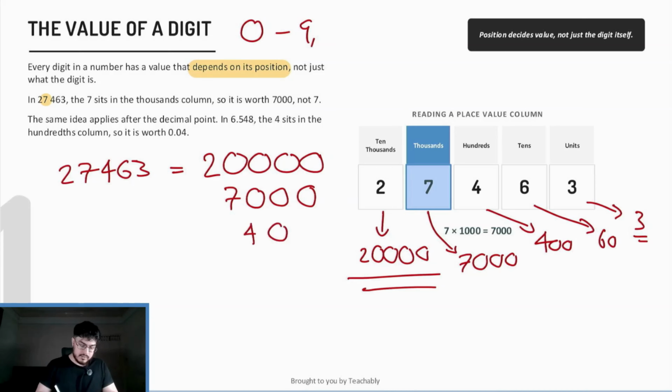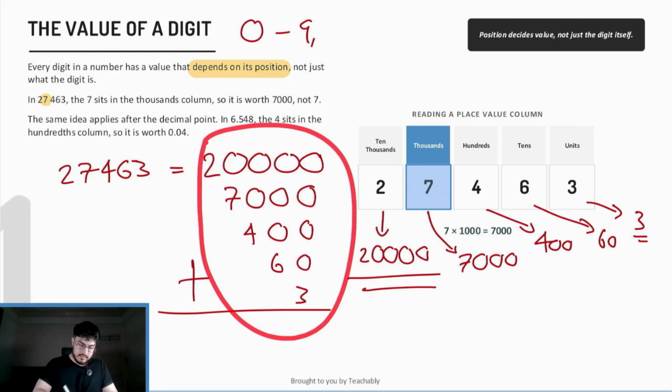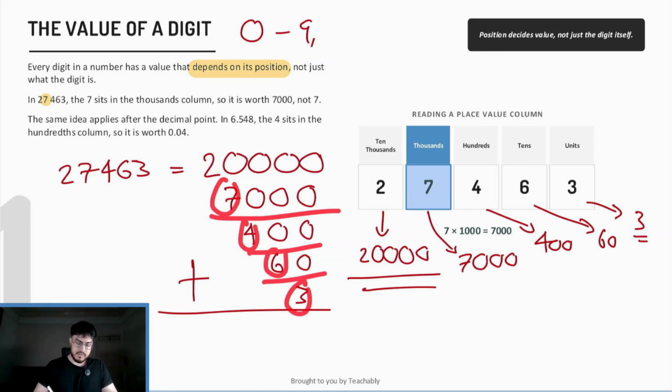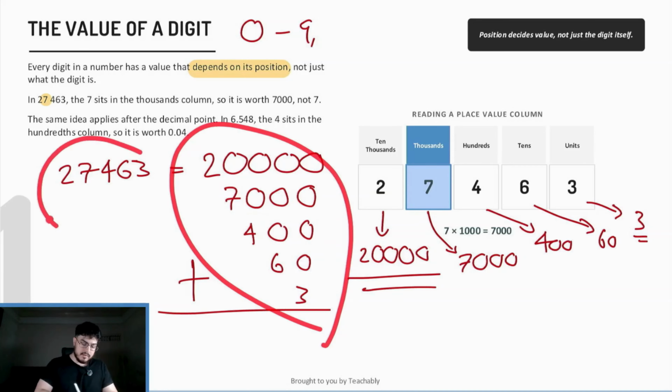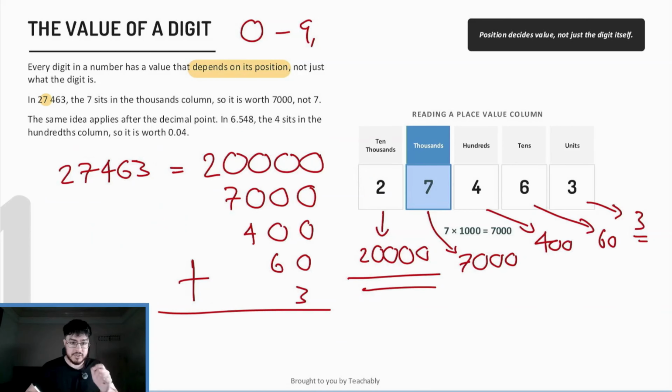So 4, 0, 0, 6, 0, and then 3. And if we add all of this together, just column addition right there, we can very easily see that this is going to give us this number, 27,463. The 2 has the 20,000 value, the 7 has the 7,000 value, the 4 has the 400 value, the 6 has the 60, and the 3 has the 3. Add those all together, you will get this number. So really, all of this is encoded into this right here. This is why position of your digit is so important.